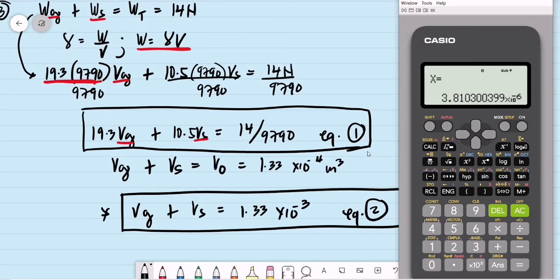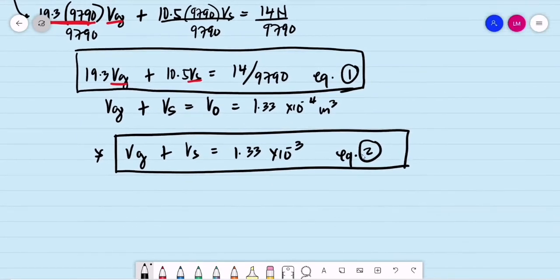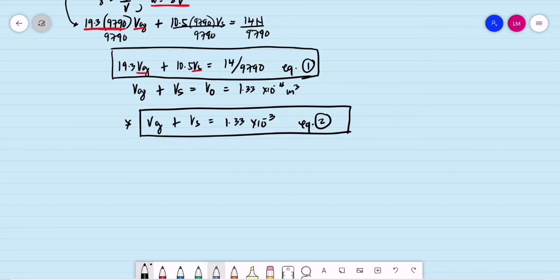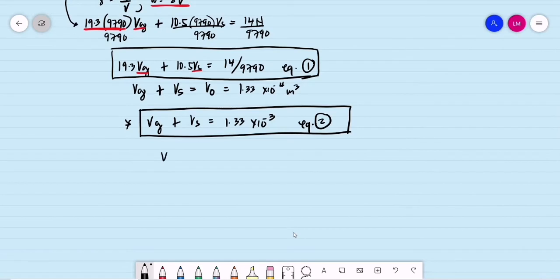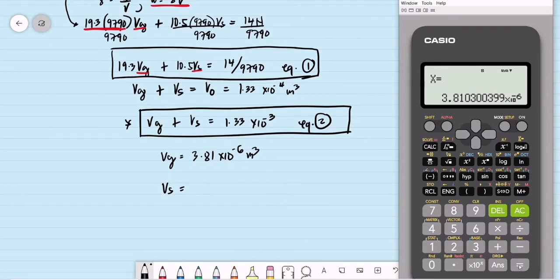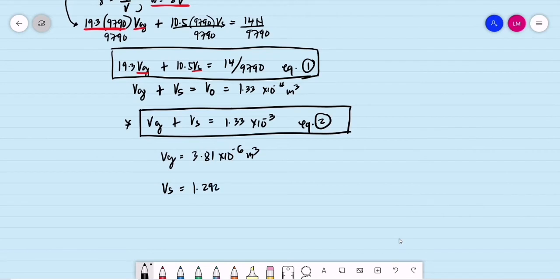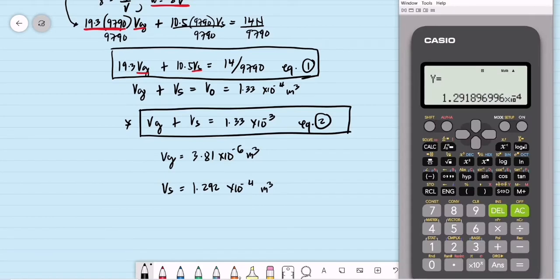Okay, so we'll be having the volume of the gold. Yung first variable natin is the volume of the gold. That is 3.81, VG is equal to 3.81 times 10 raised to negative 6 cubic meter. The volume of the silver is 1.292 times 10 raised to negative 4 cubic meter.